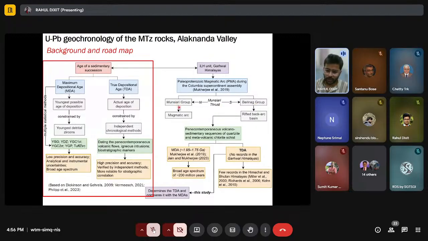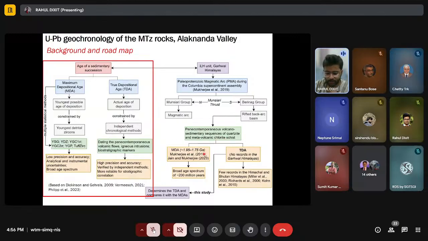In this magmatic arc setup, the Munsiari group represents the magmatic arc which was present during the Columbia supercontinent, whereas the rocks in the Berinag group represent the rifted back-arc basin setup. This Berinag group consists of penecontemporaneous volcano-sedimentary sequences of intercalated quartzite and chlorite schist rocks.